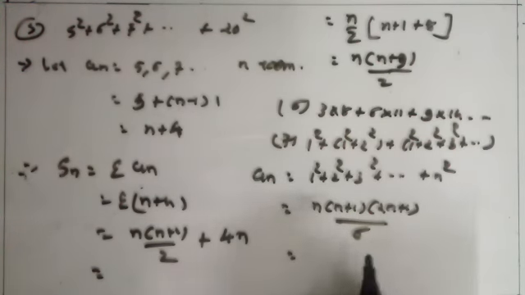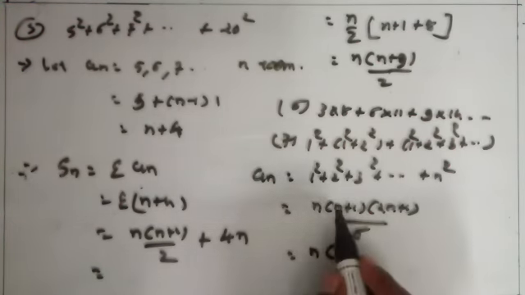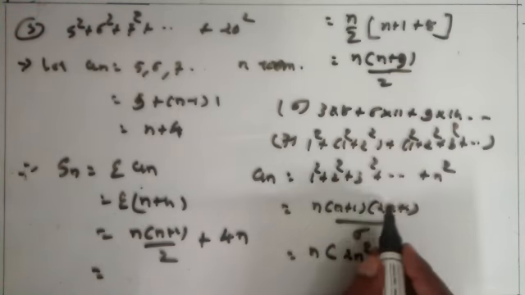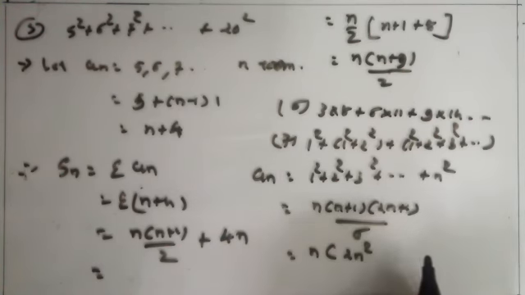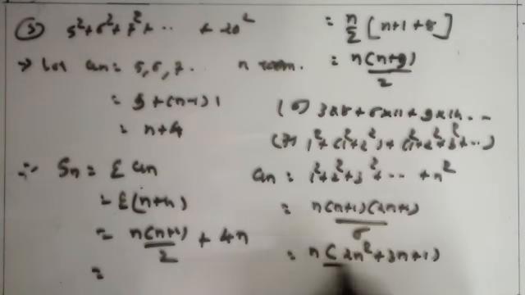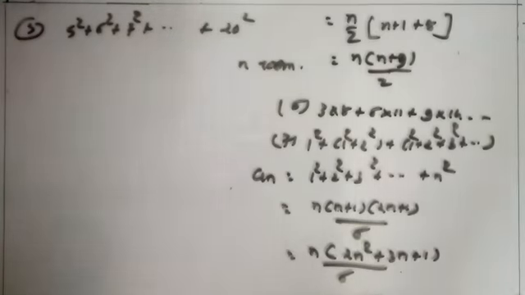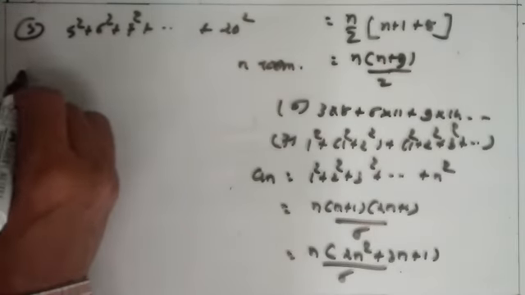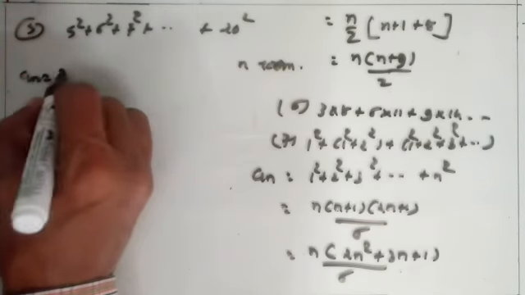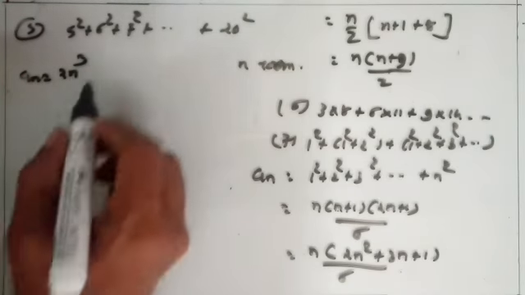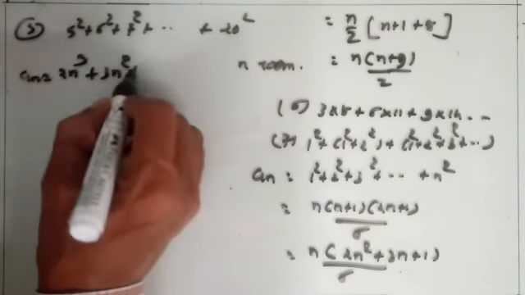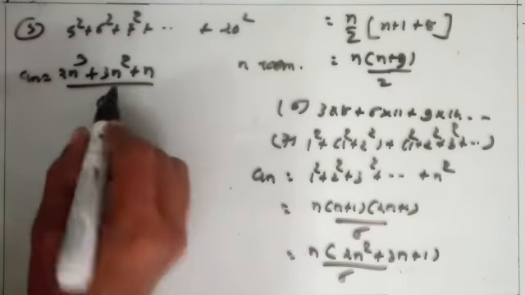Now split all brackets, so we get n, here 2n into n becomes 2n square, n into 1 and 2n into 1 becomes 2n plus 1, 3n plus 1 into 1, upon 6. Clear? Now take it inside, so an is equal to 2n cube plus 3n square plus n upon 6. Clear?